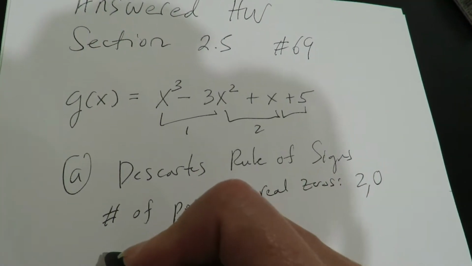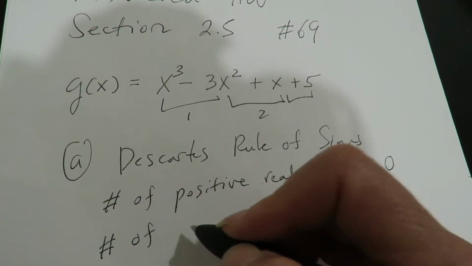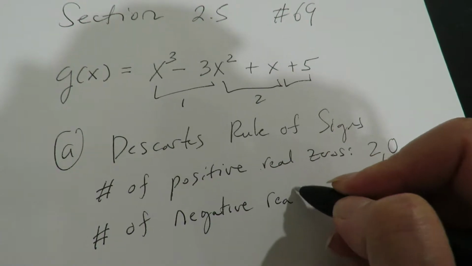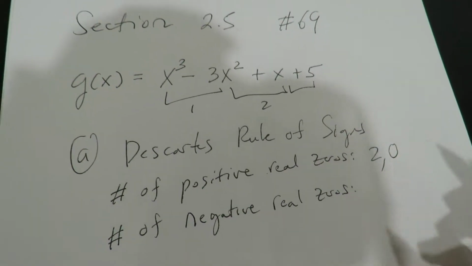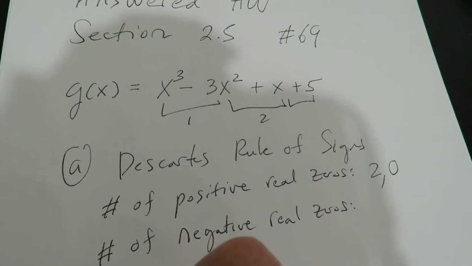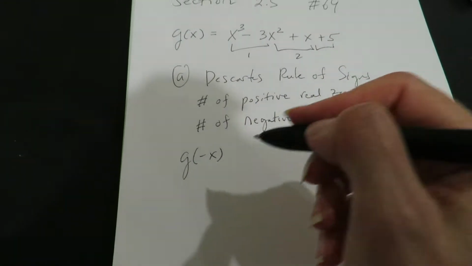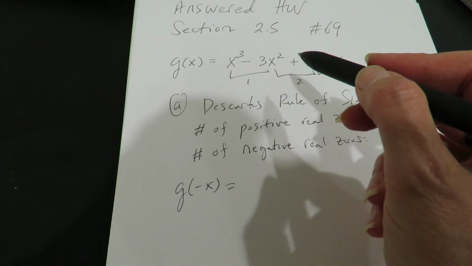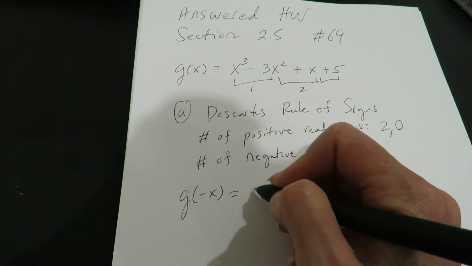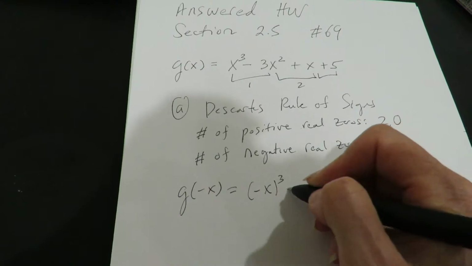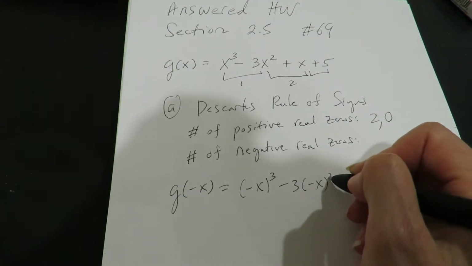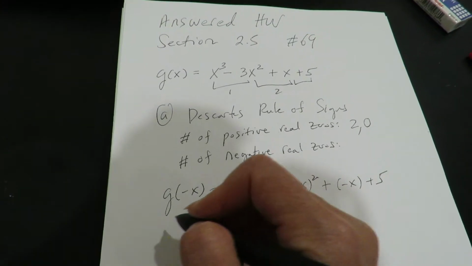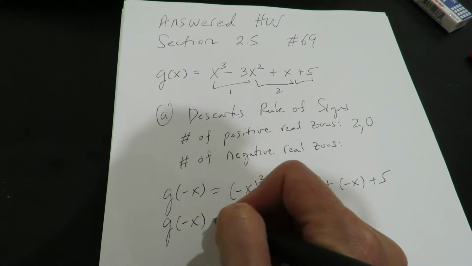All right, now I'm going to do the number of negative real zeros. All right, so for that we have to create g of negative x. So everywhere there's an x in the original, I have to replace it with negative x. Now I'm going to simplify this.